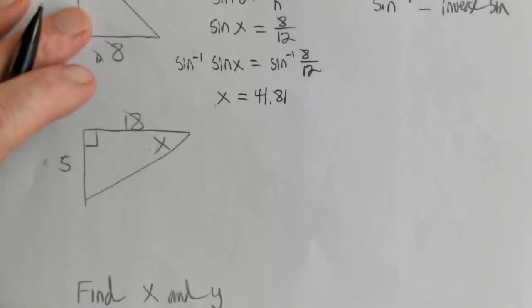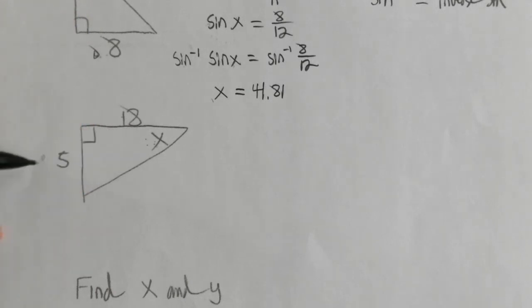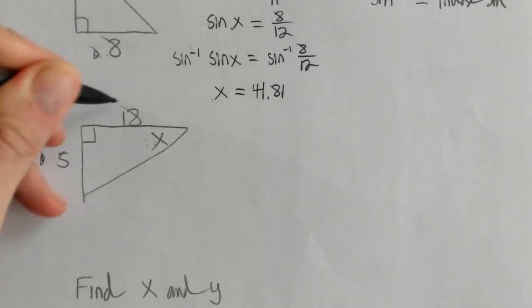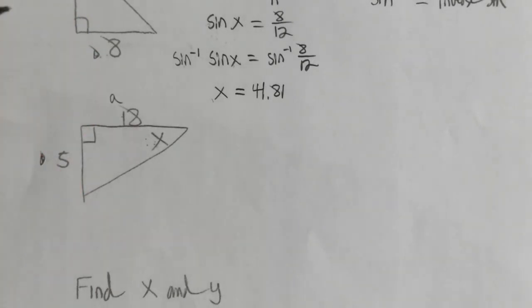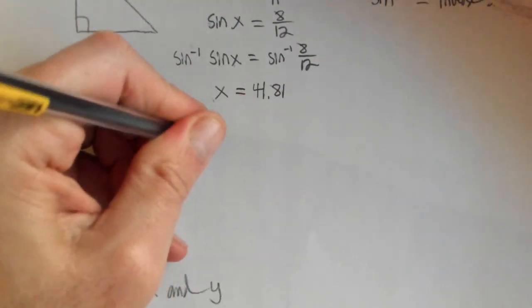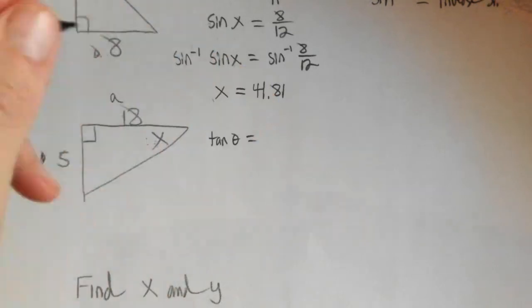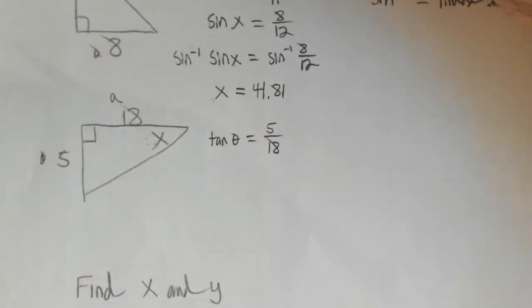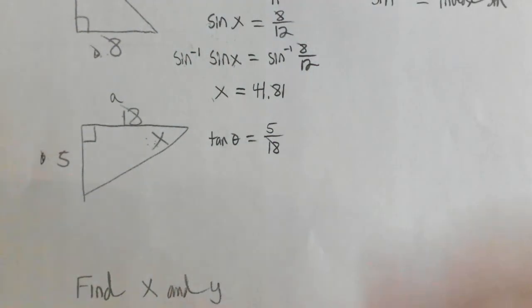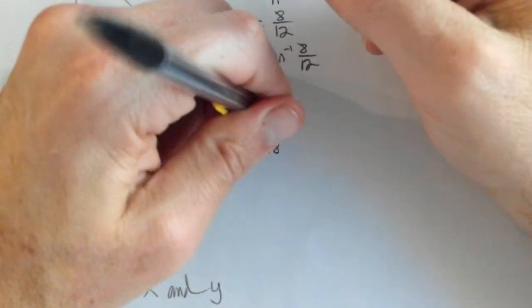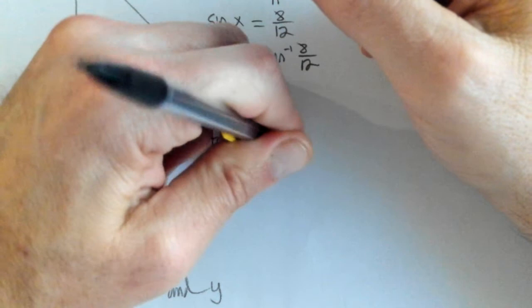Let's try another one, same type. So here's my reference angle. I have the opposite right here. I have the adjacent here. Opposite and adjacent, we'll be using tangent. So tangent of the reference angle is equal to opposite 5 over the adjacent 18. And so once again, I was supposed to actually write the equation down first before I plugged it in.